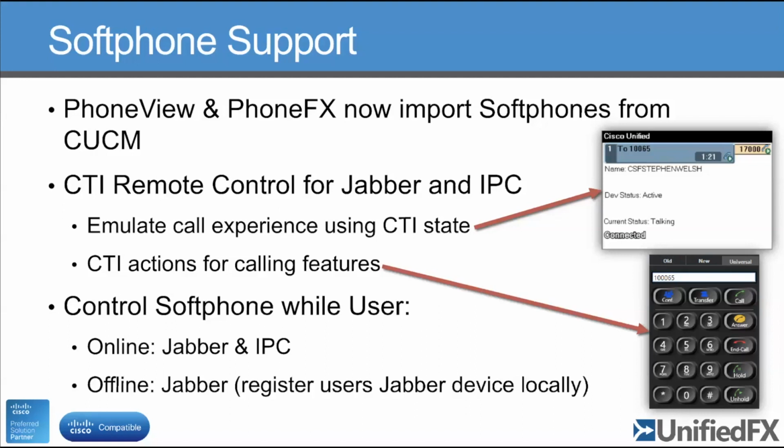So being able to do that is what a lot of this new capability I'm going to talk about in the subsequent slides is about. It's the ability to work with Jabber devices in particular, even when the user is offline. And the way that we're able to do that is we can take that user's Jabber device and register it locally within PhoneView.